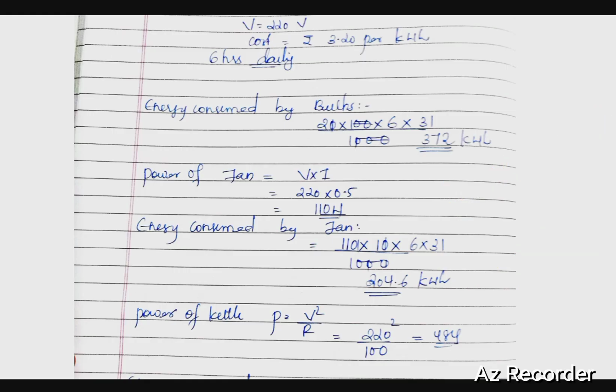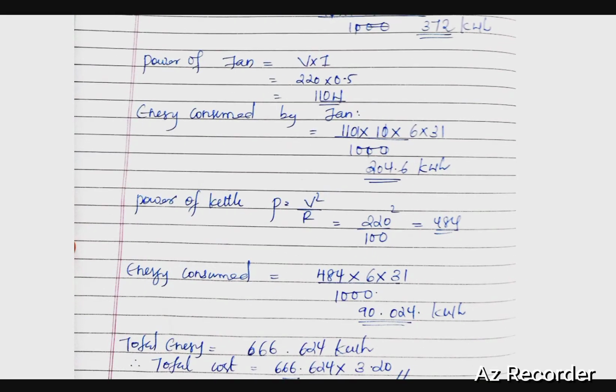Okay, now as far as the kettle is concerned, we are only given the resistance. We know that power P is equal to V square by R. Okay, power P is equal to voltage square divided by resistance. So we can calculate the power of the kettle, which is equal to 220 square divided by 100, which will be equal to 484 watts.